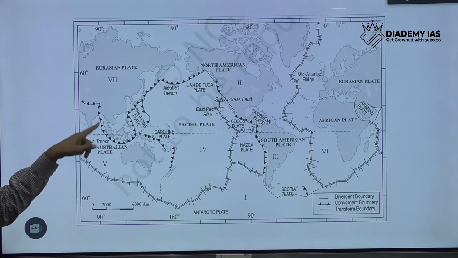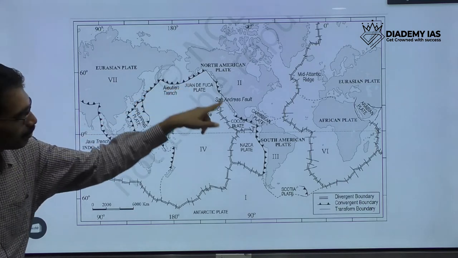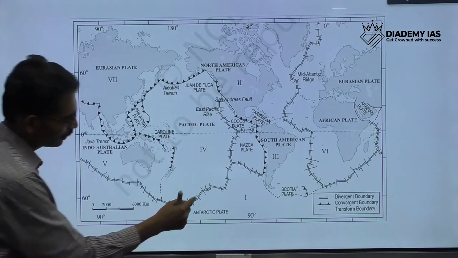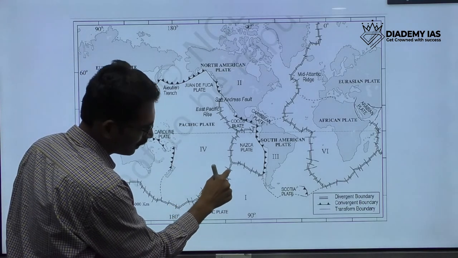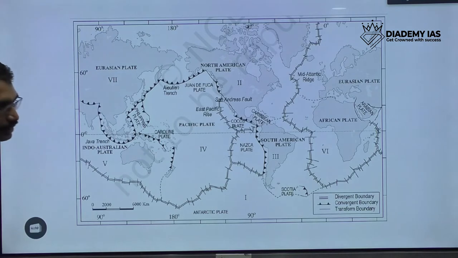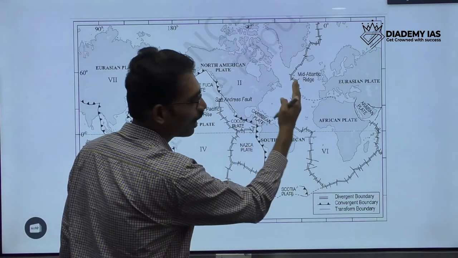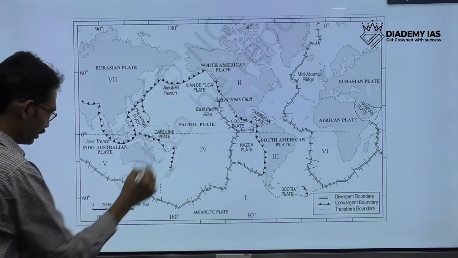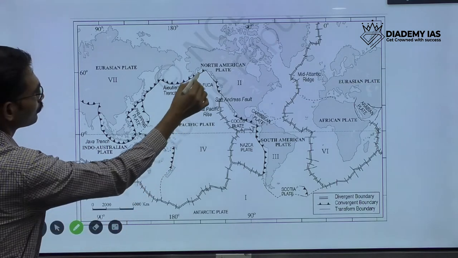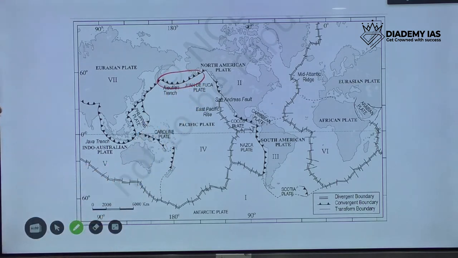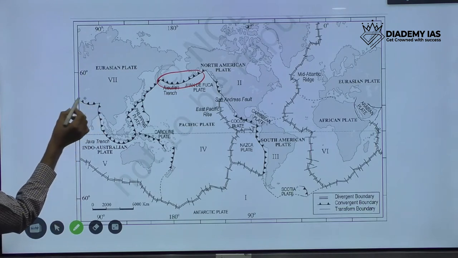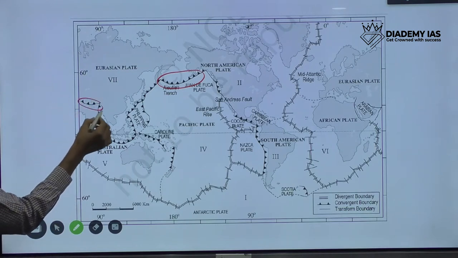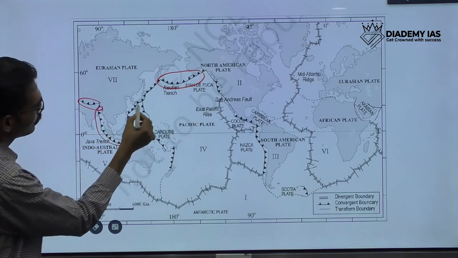Now you see these margins. Do you see these margins? And wherever you see the straight lines, that is a divergent boundary. Divergent means they are going away from each other. And wherever you see this, this is a convergent boundary. Converging means colliding, two plates coming together. Now you see this also? Himalayas, and Arakan Yoma, and this chain.